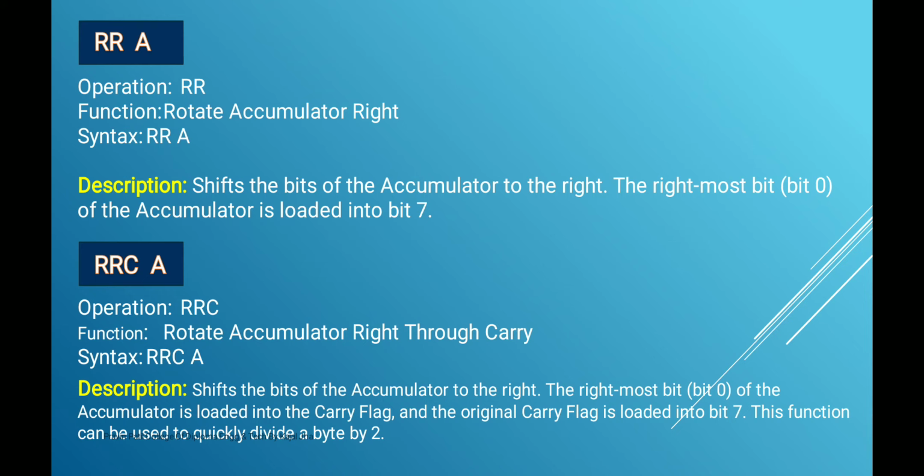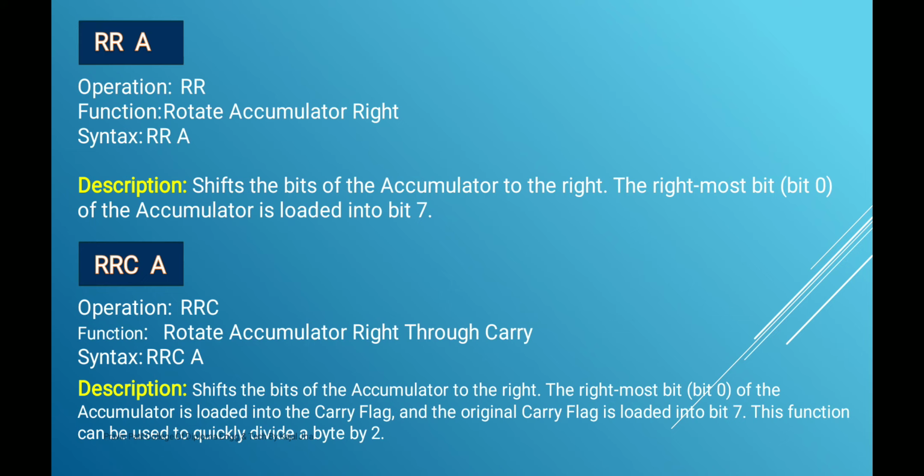0110. Means what? The last 0 comes at the first. Means the D0 bit comes at the D7 bit. Okay, so after that RRC, that is rotate accumulator right through carry. It is also the same, only what, it is similar to RLC.